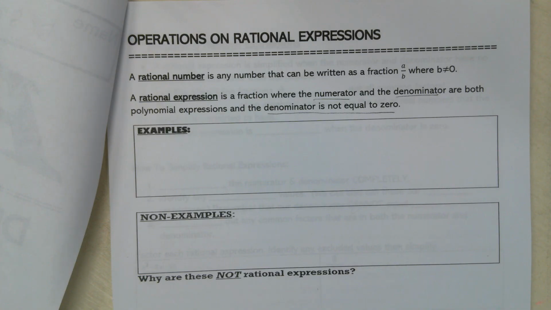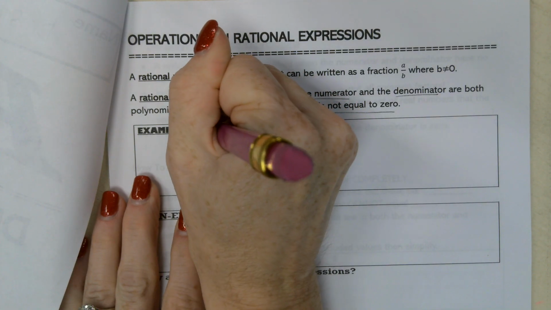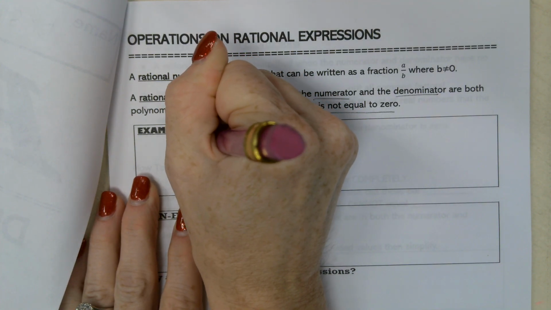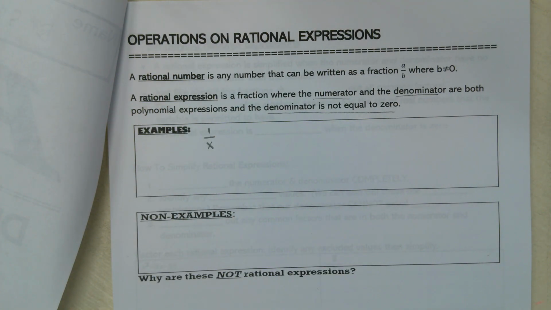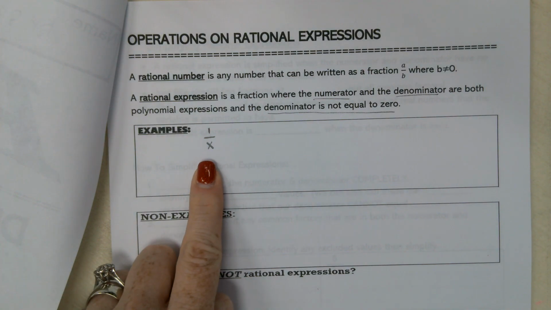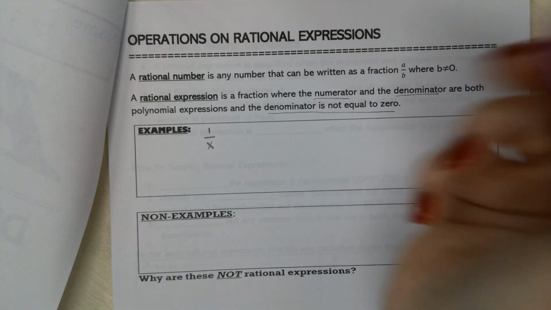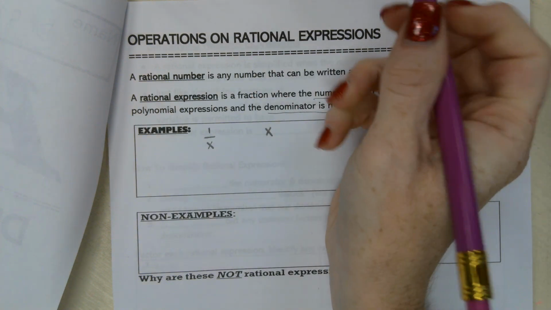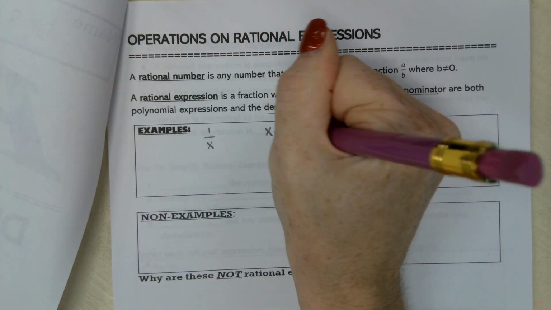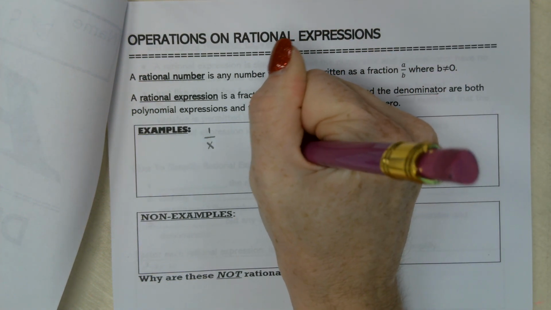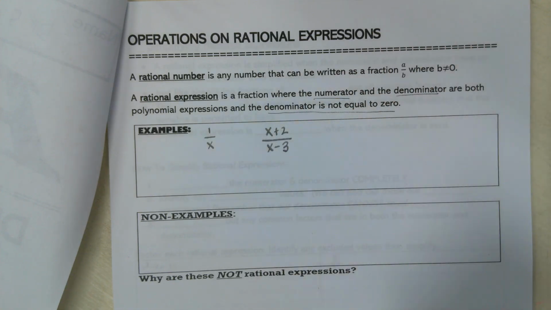Examples and non-examples. All right? A simple rational expression might look like this: 1 over x. This is actually the parent function. It's the most basic rational function we have. We might have something that looks like this: x plus 2 over x minus 3.